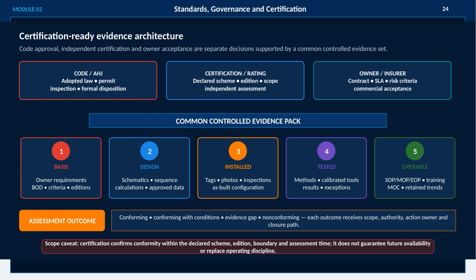Each stage compiles specific documentation like owner requirements, schematics, inspection photos, test results, and operational procedures. The assessment outcome can range from fully conforming to non-conforming, with clearly defined scope, authority, and closure paths for each result. It's important to remember that certification confirms conformity within a defined scheme and timeframe, but it doesn't guarantee future performance or replace ongoing operational discipline.